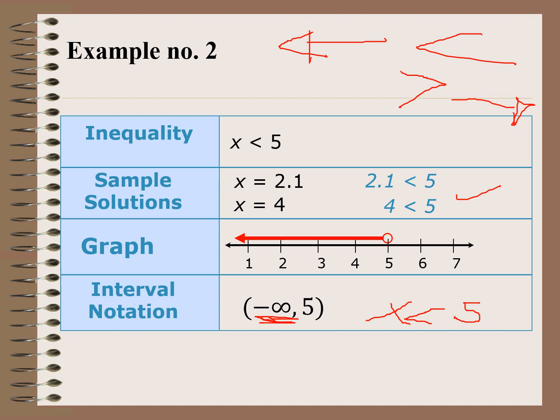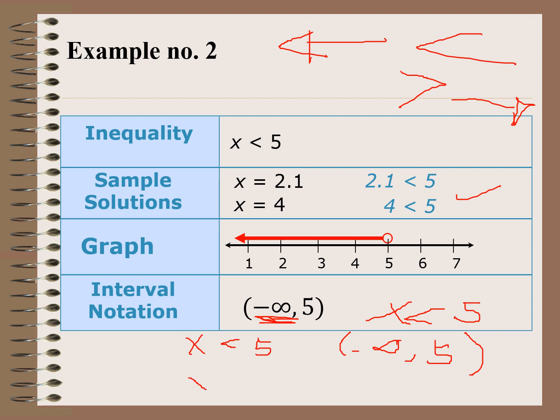So in the less than part, let's say x is less than 5. Here we have parenthesis, negative infinity. Why? Because negative infinity is lower than 5. And then we have 5, close parenthesis.